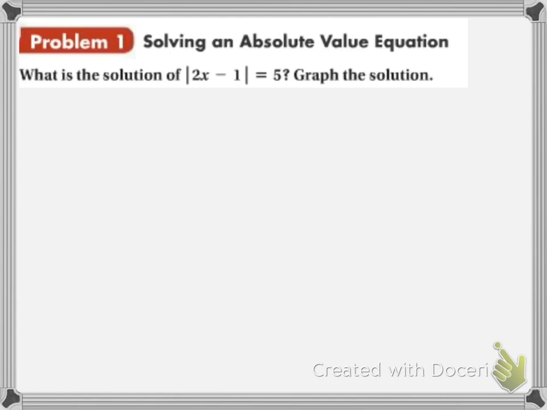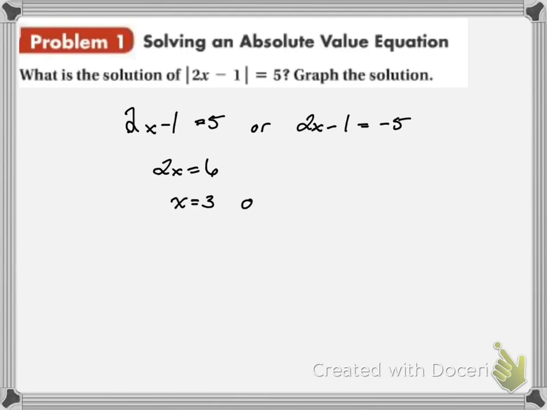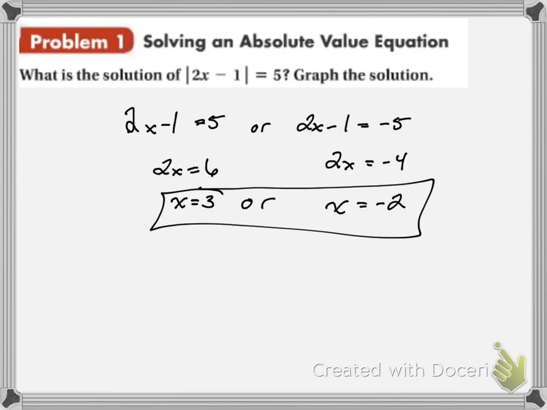So you have to ask yourself the question: well, 2x minus 1 could be 5, or 2x minus 1 could also be negative 5. Why? Because we just talked about it: it could be 5, or it also could be negative 5. So you want to solve it both ways. I'm going to add 1, so you get 2x equals 6, divide by 2, x equals 3. Or, add 1, 2x equals negative 4, divide by 2, x equals negative 2. So my two answers are 3 or negative 2.